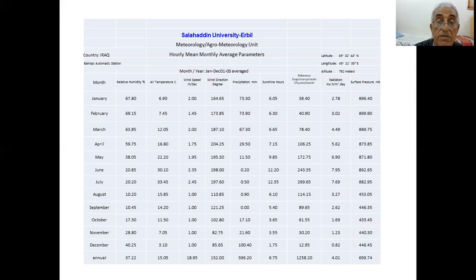This table shows monthly average data of meteorological, agro-meteorological parameters, 3 years average recorded at Bakrajo Automatic Station.